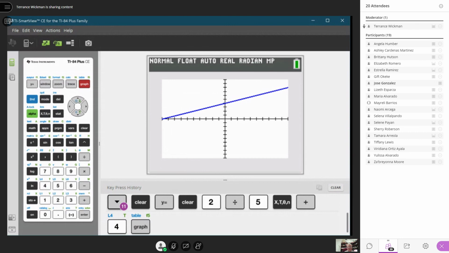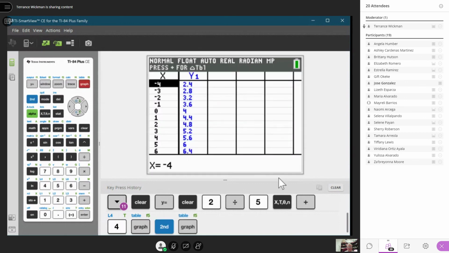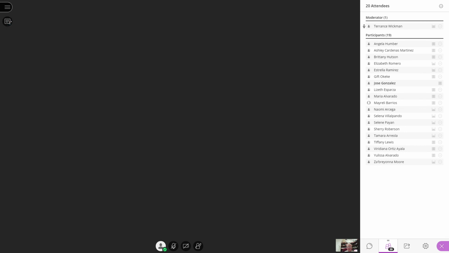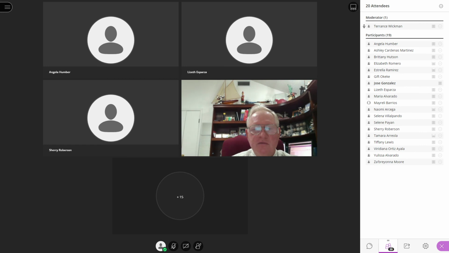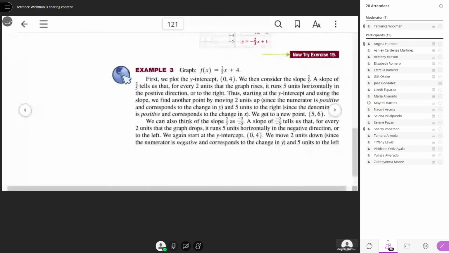Let's also see what the t-chart looks like. We go to second table. There it is. There's your 0, 4. Here's your 5, 6 we just talked about. You could get all kinds of numbers in here. I hope showing you the calculator every now and then is helpful. Yes, it is.